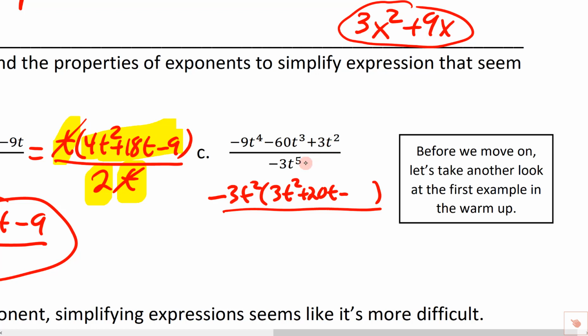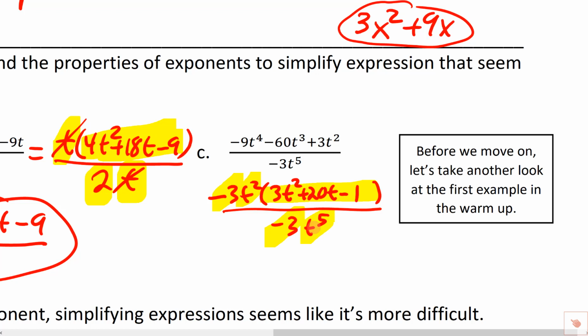So what's left? Well, remember, there's always something left when we factor something out. In this case, there's a 1 left. And then on the bottom, we're going to have negative 3t to the 5th. So let's go ahead and cross-cancel what we can. Again, I'll highlight factors. This is a factor, that's a factor, and that's a factor.